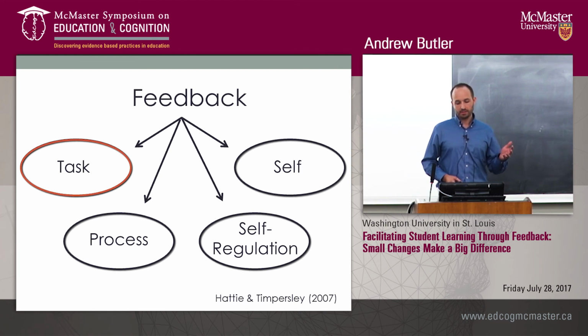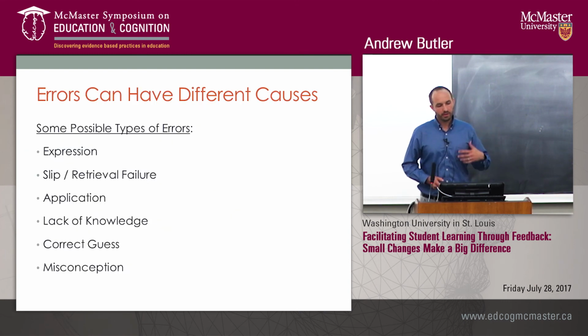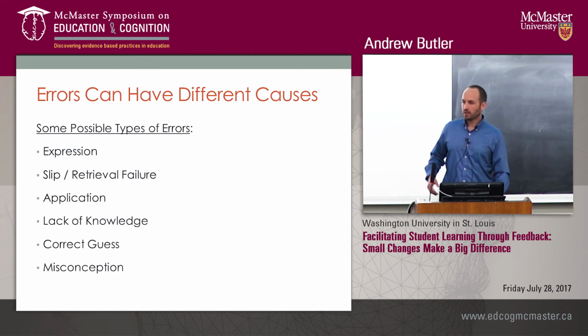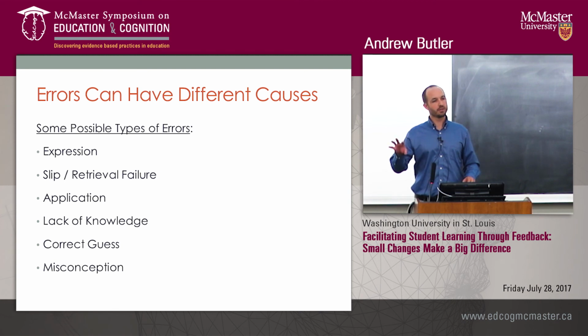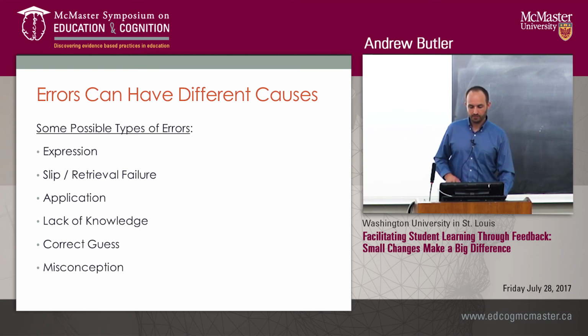And when we think about task feedback, a lot of times what we do when we summarize performance is look at just how many correct, how many incorrect did a student get, right? Or just overall accuracy. One of the things that I've been very interested in is drilling down on errors and trying to understand student errors and the etiology of these errors, right? Because not all errors are created equally, right? They have different causes.